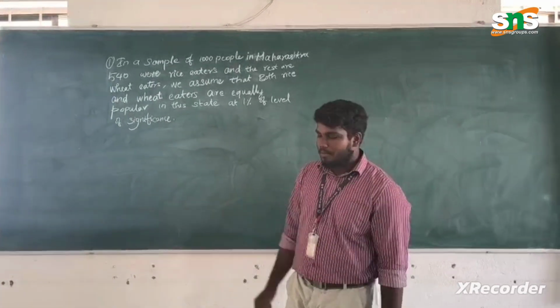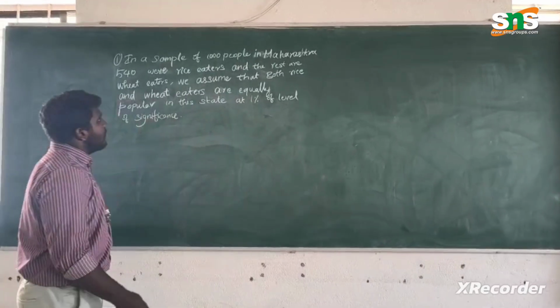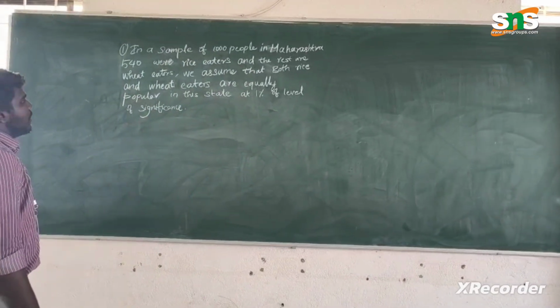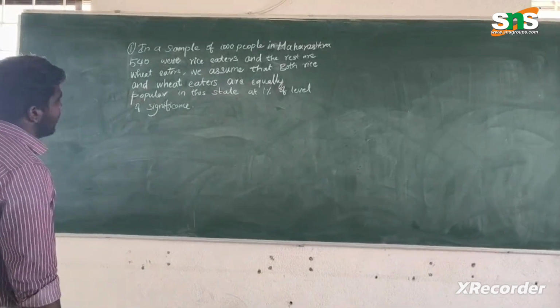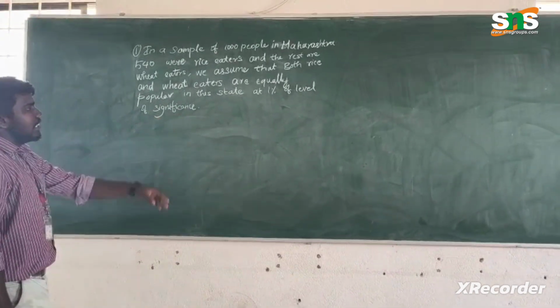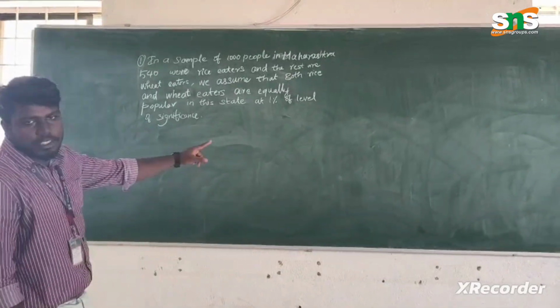This is our problem. Our problem states that in a sample of 1000 people in Maharashtra, 540 were rice eaters and the rest are wheat eaters. We assume that both rice and wheat eaters are equally popular in the state at a significance level of 1%.